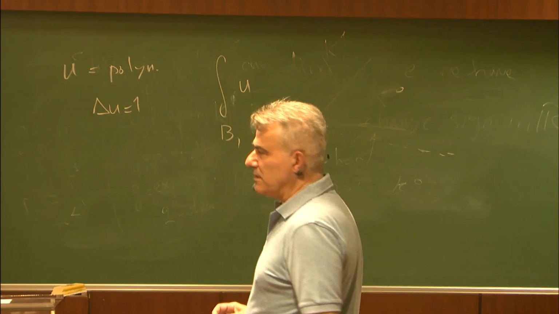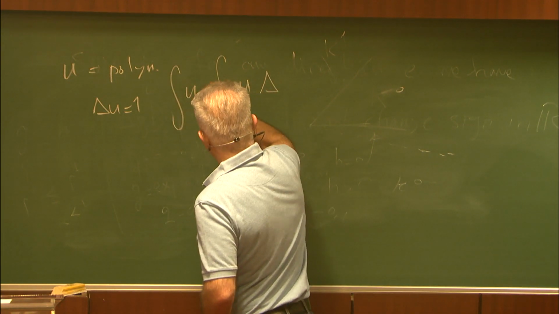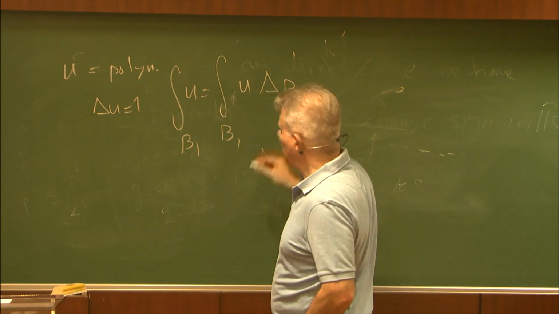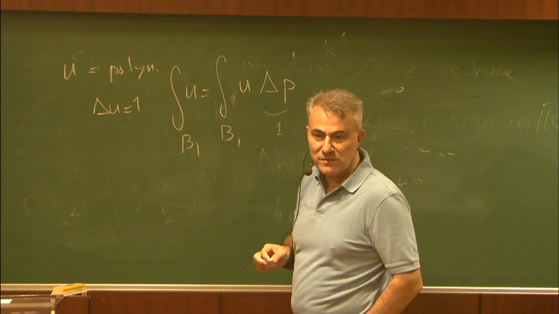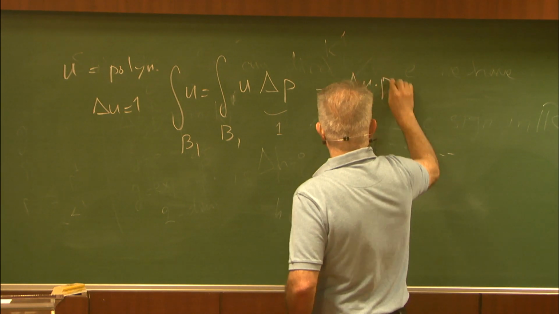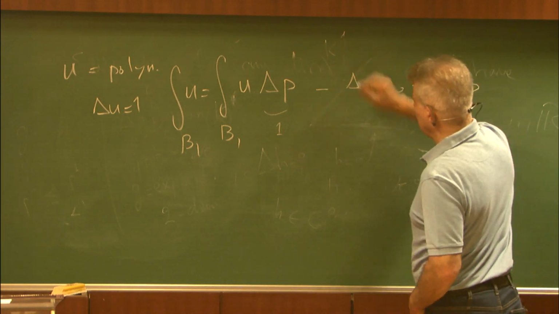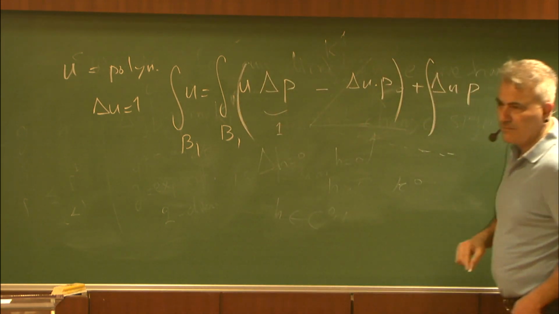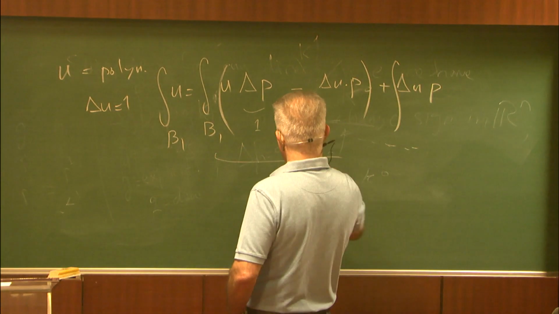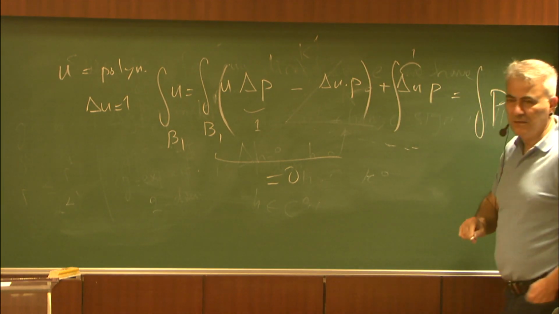I want to replace it with a better polynomial. Take any polynomial P whose Laplacian is 1. Then this integral of U over B1 is the Laplacian of P, which is 1, minus the Laplacian of U times that polynomial, plus the Laplacian of that polynomial times U. Okay, just compensate. And this is going to be 0. And this is 1 over B1.